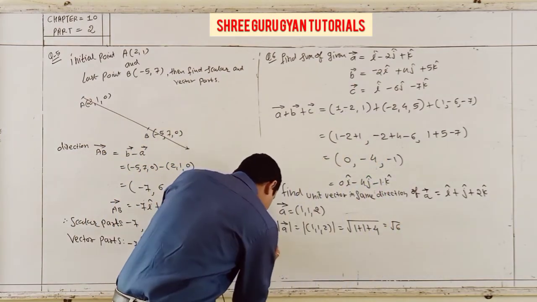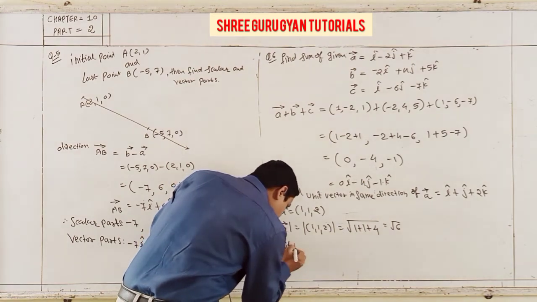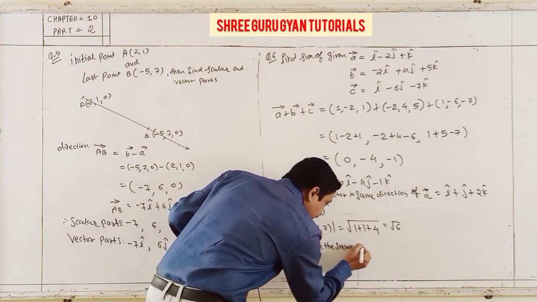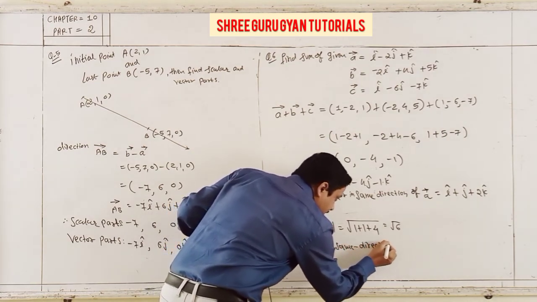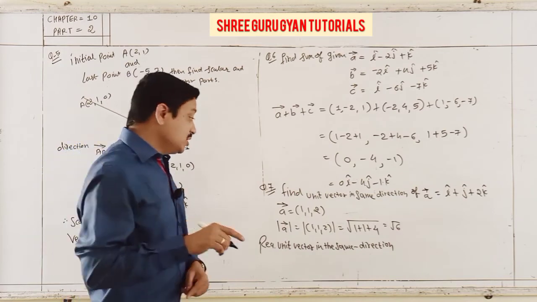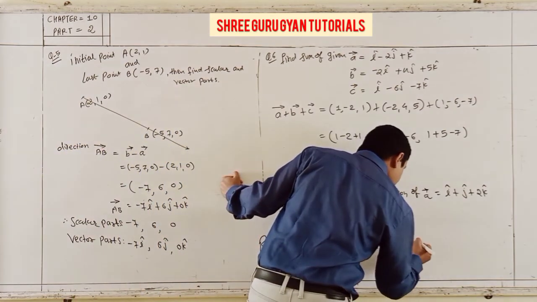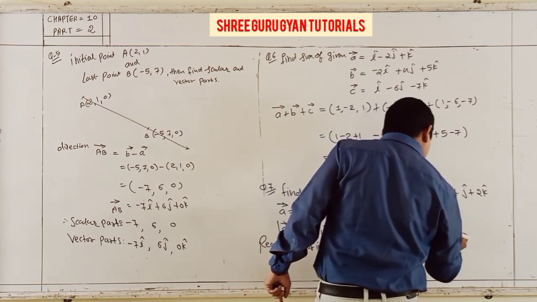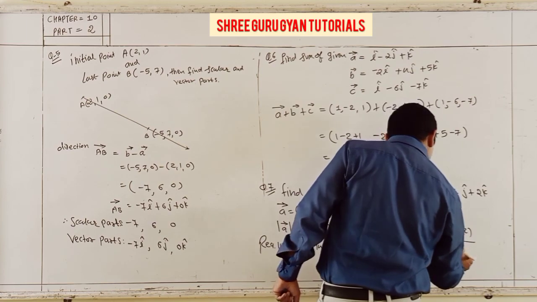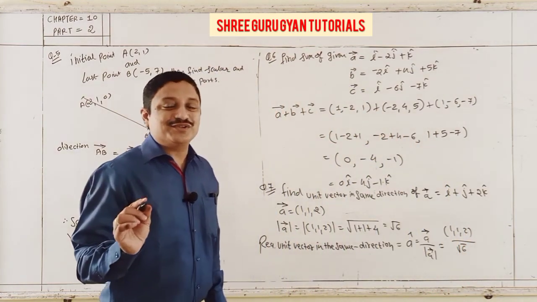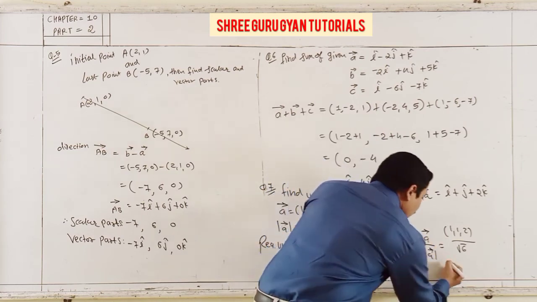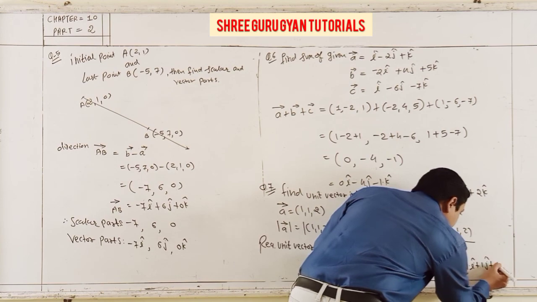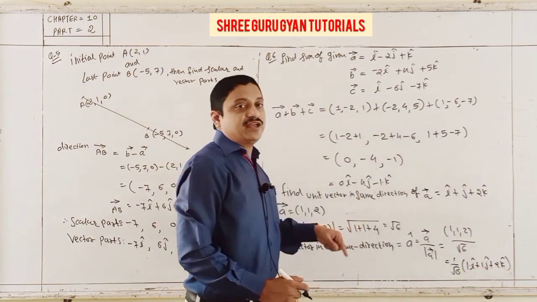So the required unit vector in the same direction. Yes students, in the same direction, you must be sure. It's your A cap, A by magnitude of A. Your A is known, 1, 1, 2, by magnitude of A, root 6. So finally, students, I will do it here in an easy way: 1 by root 6, it is 1i, 1j and 2k.